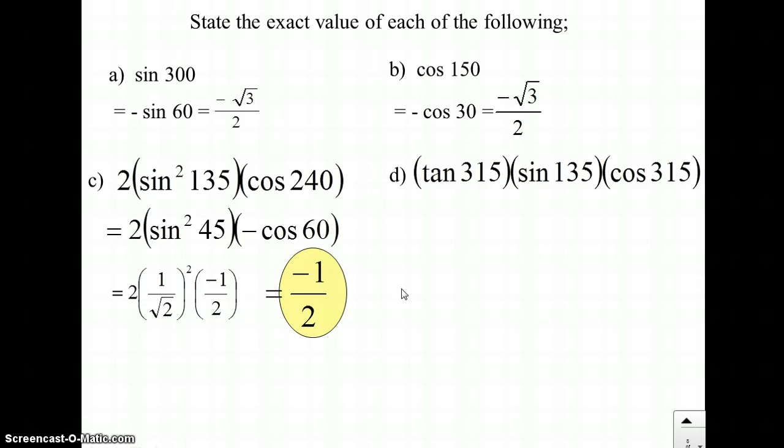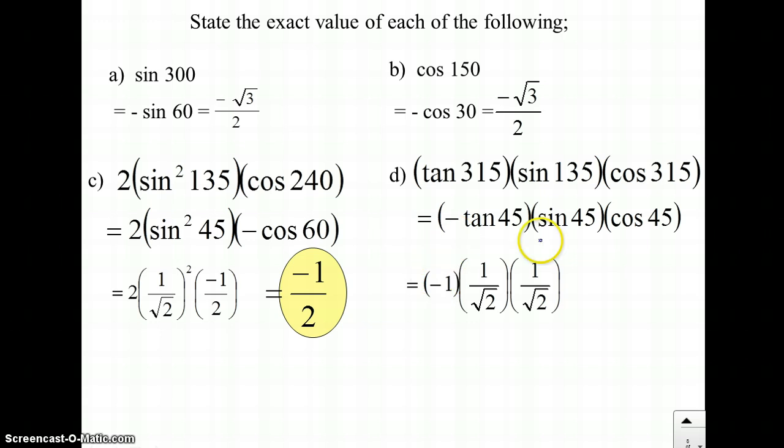Let's look at D. Same setup. Tangent of 315. Again, we're going to find the reference angle of 315, which is 45 degrees, and 315 is in quadrant 4, so it's going to be negative tangent of 45 degrees. This is going to be, we've done this one already, sine of 45 degrees, and this has a reference angle of 45 degrees, and in quadrant 4, cosine is positive. So we should have negative tangent 45 times sine of 45 times the cosine of 45. And tangent 45 we know is 1, so I've got negative 1. Sine of 45 is 1 over root 2. Cosine of 45 is 1 over root 2. Work that out, we get negative 1/2.